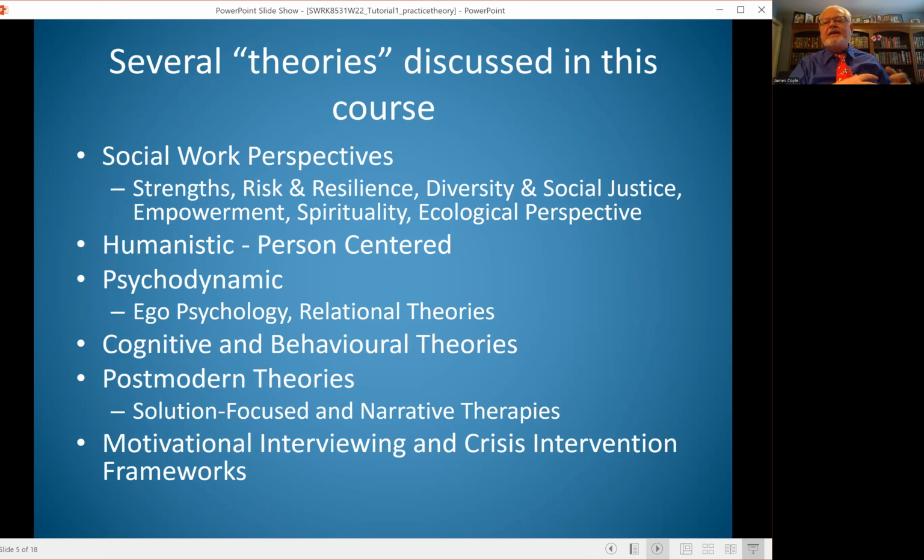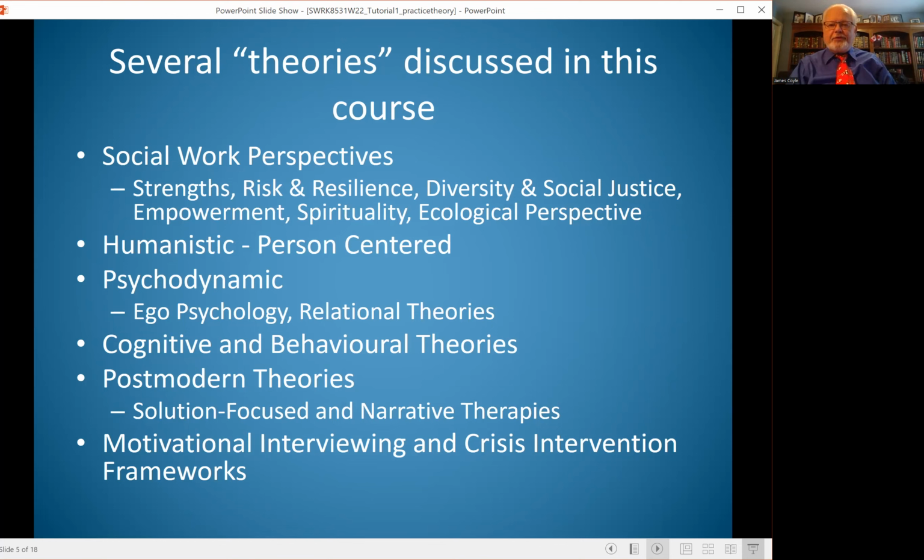Humanistic focuses on the interpersonal aspects of relating to people. Person-centered therapy is one of the models that uses that particular theoretical aspect. Psychodynamic theories focus on the inner mechanisms that explain how we behave. Ego psychology and relational theories use that particular theoretical perspective.